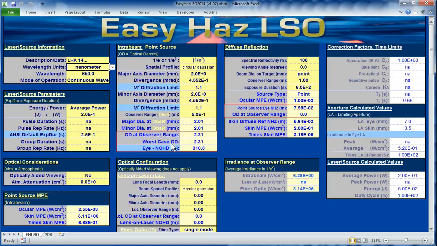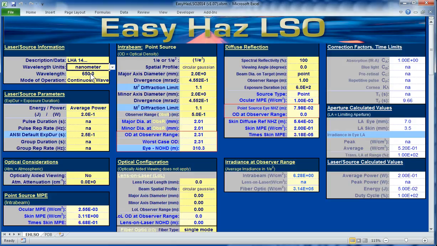We can see that our worst case OD is 2.31 for a visible wavelength, and visible wavelengths would be 650 up to 700, but not including 700. Now, in your book, the next wavelength we're going to look at is really going to be 700. In your book, it says 701. In the previous version of software, we included 700 in the visible, simply because that's how people thought about it. In this version of software, 700 is in the near IR, and that's because we're adhering a little closer to the ANSI standard at that point.